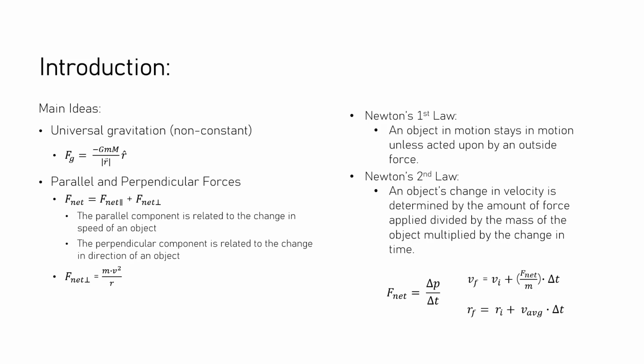And then the force in this scenario would be universal gravitation from different objects like a black hole or a planet or a moon, which is this equation right here. And we also have to take into account parallel and perpendicular forces, which added together give you the net force. The parallel component being the change in speed of an object, and the perpendicular component being related to the change in direction of an object. And also, F net perpendicular is equal to mv squared over r, which is important later.